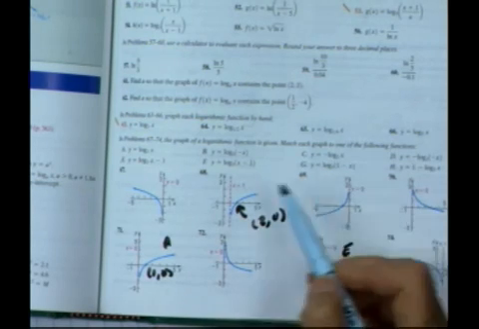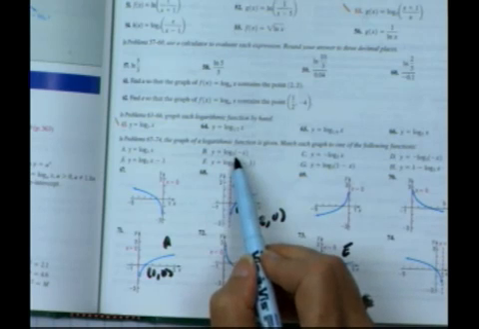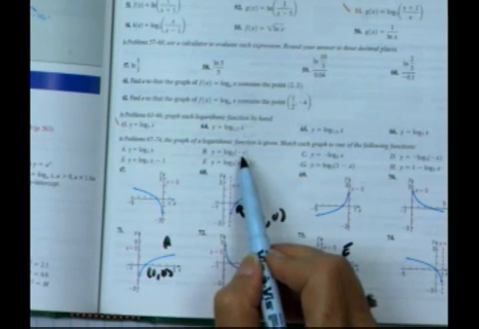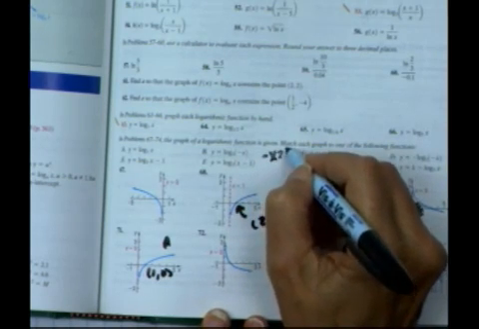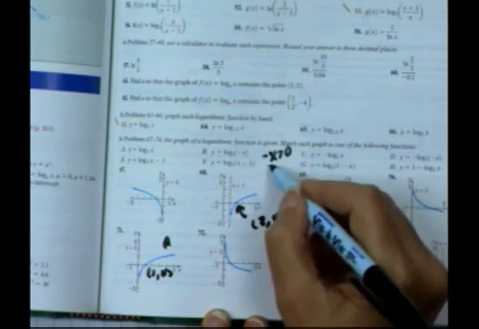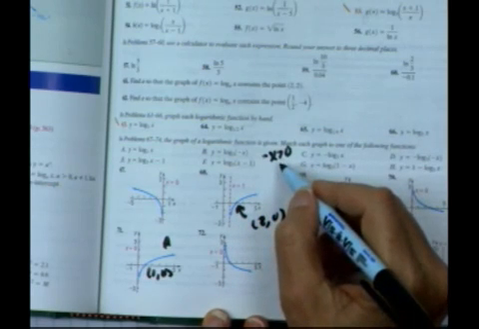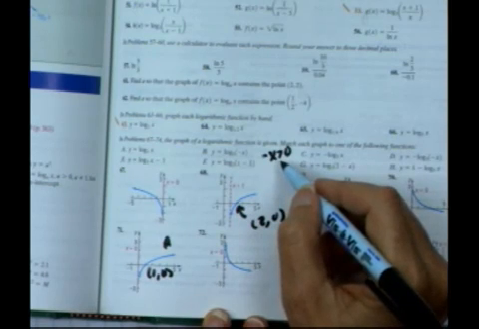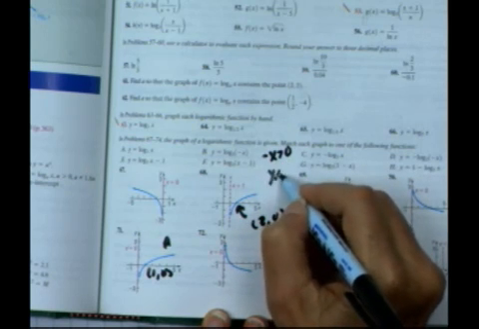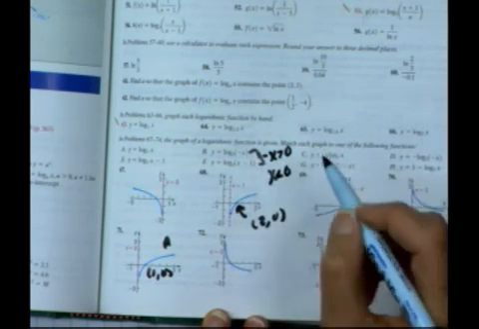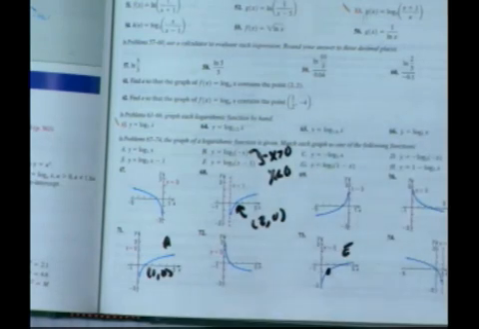And if you were going to look at part B, check out your domain here. Your domain is that minus x has to be greater than 0. And what happens when you multiply through by a negative? Inequality? You change your sign. X is going to be less than 0 when I look for the domain of this. So that's going to flip it on the other side. That is going to be your reflection across the y-axis, right? Because you've changed your domain.